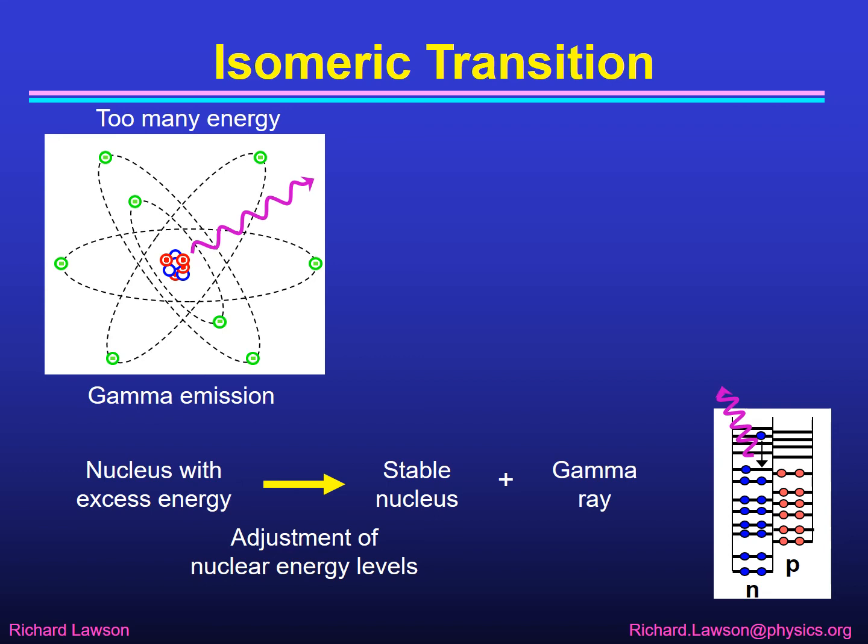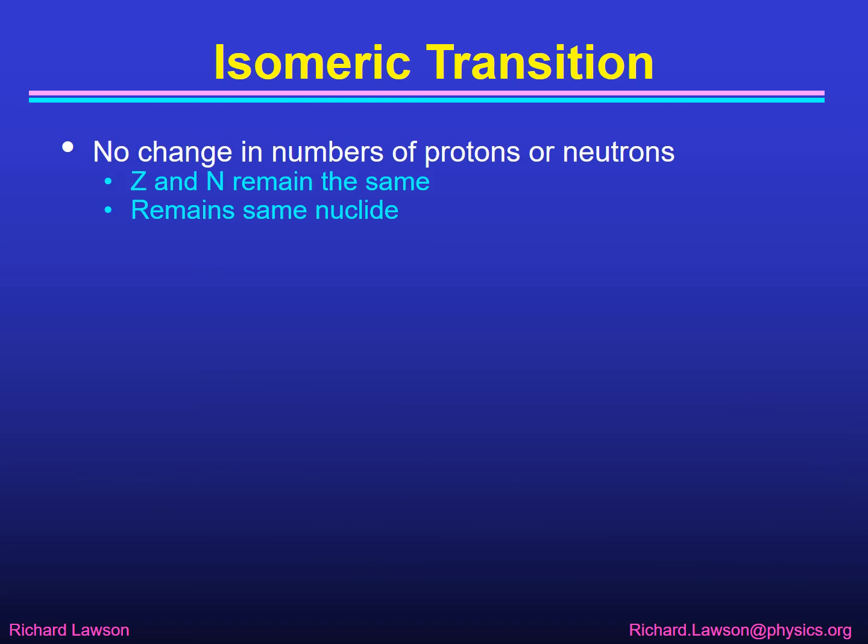And in my diagram here, we have an excited state here and a neutron in a higher energy level. We can just decay down to fill that vacancy there without needing to change the number of neutrons or protons at all. That's why it's called isomeric. It doesn't change the number of neutrons or protons. So in an isomeric transition, there is no change in the number of protons or neutrons. So Z and N remain the same. So it remains the same nuclide. It doesn't change at all.